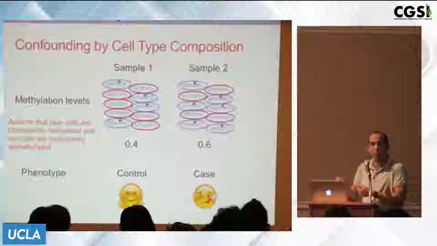This is a QQ plot, which basically shows you what is the p value that is expected. This is minus log of the expected p value, and minus log of the observed p value. And if there are no confounders, you should expect to see them on the line y equals x.